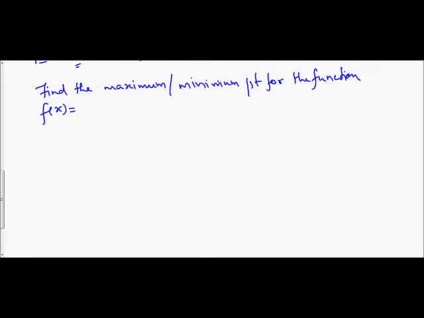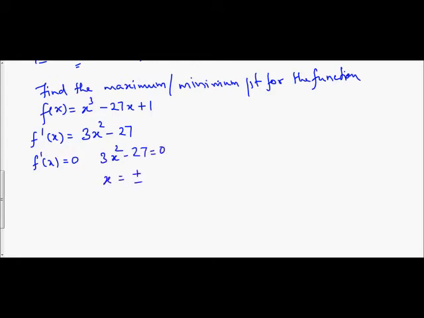We can do an example on this. Let's consider this example. Find the maximum and minimum, whatever is available, for this function f of x equals x cube minus 27x plus 1. The first thing is you need to find the derivative function, which is 3x square minus 27, and you need to put this equal to 0, which means 3x square minus 27 equals 0. Therefore x is plus or minus 3. Therefore there are 2 points, one at 3 and the other at minus 3.